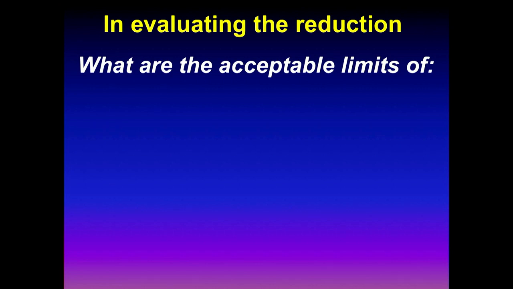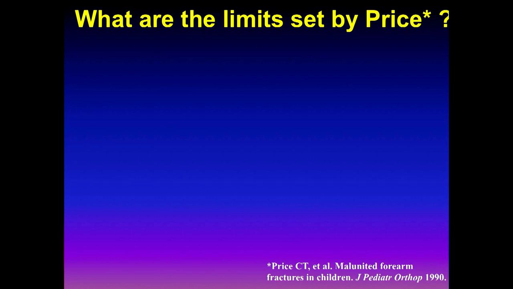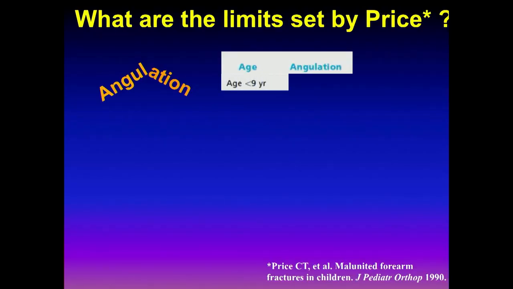So when we evaluate our reduction, what are the acceptable limits of angulation and rotation and shortening? Okay, Dr. Price, years ago, in the Journal of Pediatric Orthopedics, reviewed a lot of fractures. And he had some that did not have perfect reductions. And what he did was he determined which ones give you sufficient remodeling and sufficient functional results. So angulation, at less than 9 years of age, how much can you accept? 45 degrees? No, angulation. Oh, that's rotation. Okay. Yeah, that's 15 degrees.